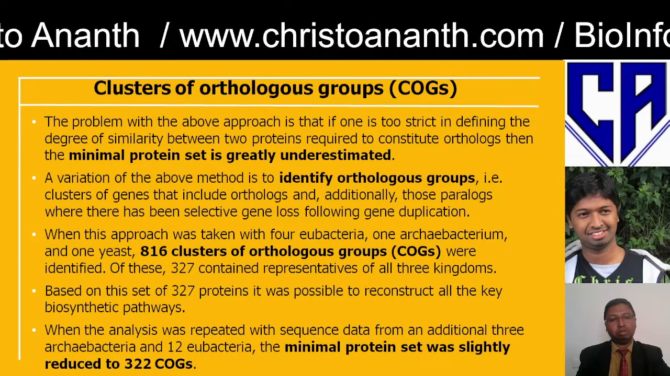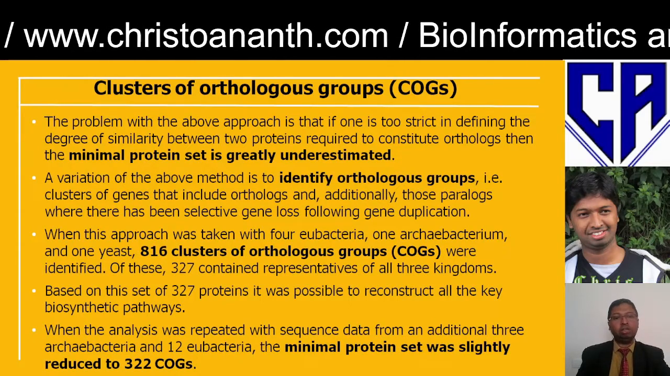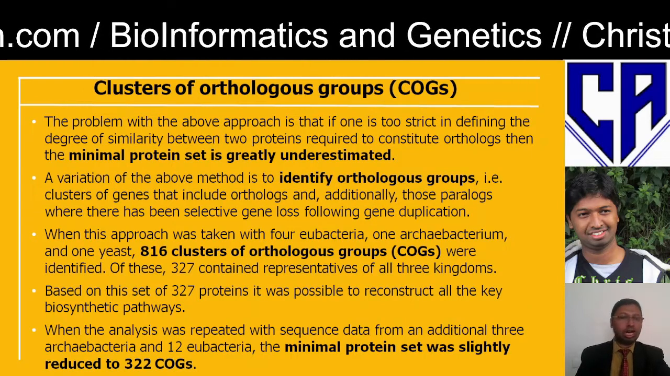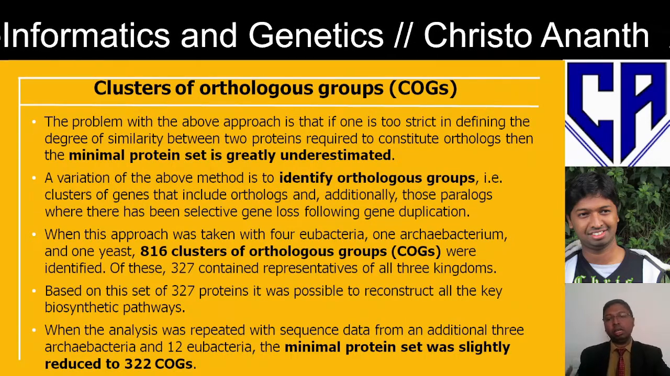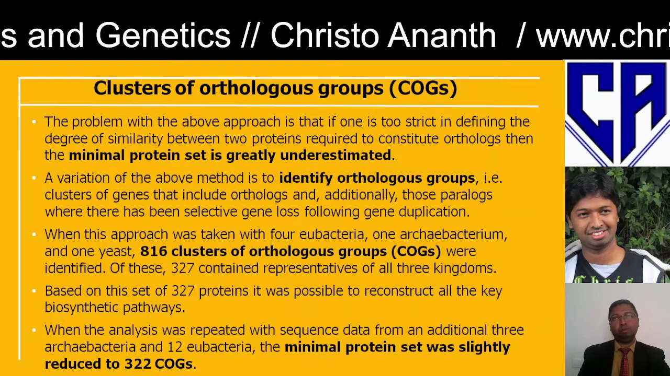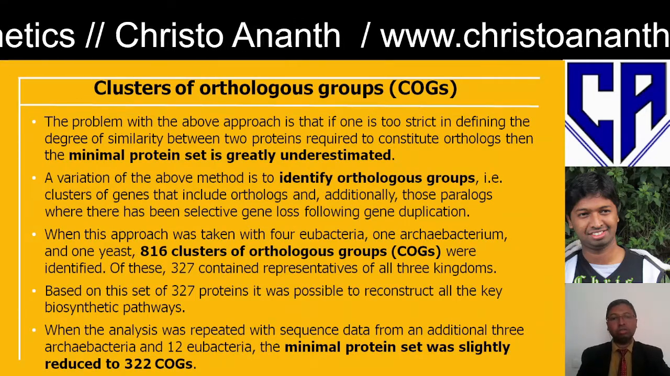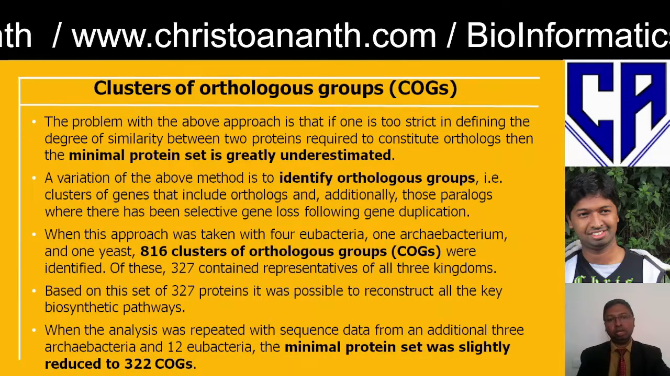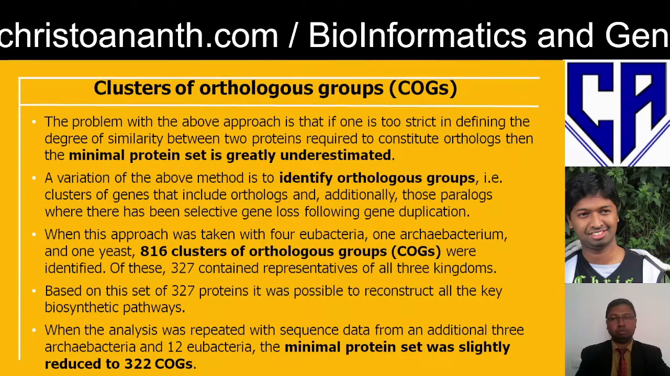Based on this set of 327 proteins, it was possible to reconstruct all the key biosynthetic pathways as well. And whenever you repeat this analysis with more sequence data, with 3 archaebacteria and 12 eubacteria, you'll find this minimal protein set is reduced to 322 COGs, 322 clusters of orthologous groups as well.